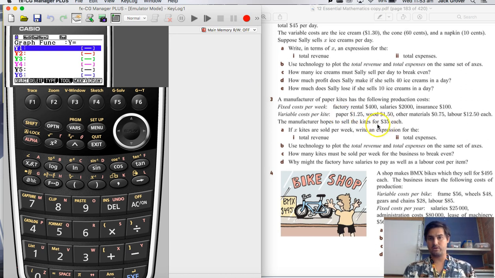Remember that they told us that our kites are going to sell for $35 each. So we can just write Y1 equals 35x. Your X button is up here. It'll look like that. Actually, yours won't look like that. If you've got an older model, it'll look more like this X just here. That's all we need to do. X, remember, is representative of how many kites we're actually going to sell. We don't know how many we're going to sell at the moment, so we can leave that as X, or an unknown number.